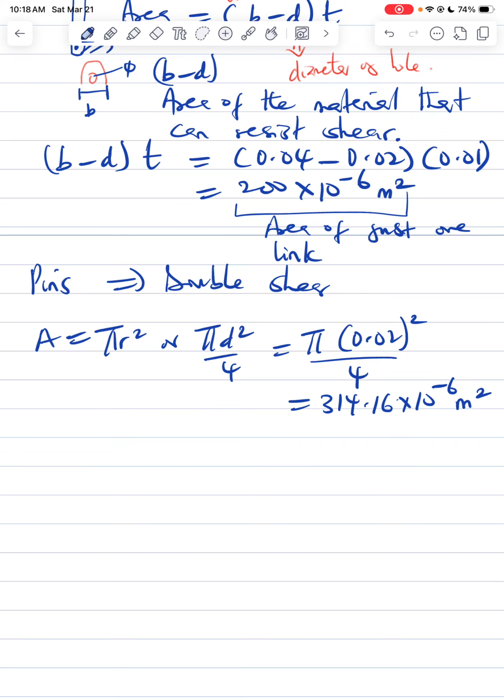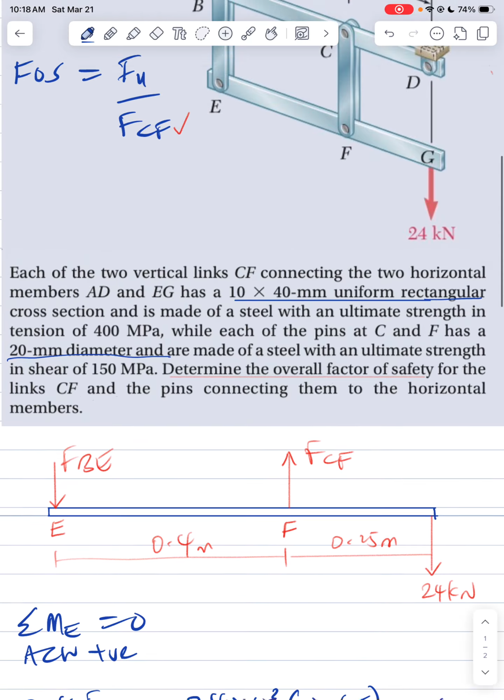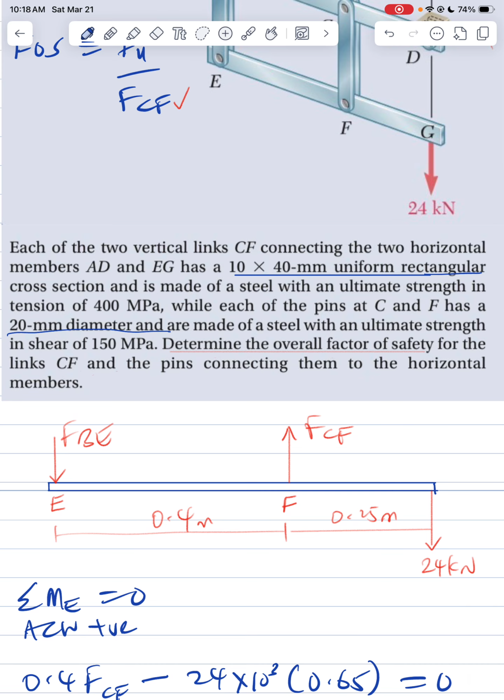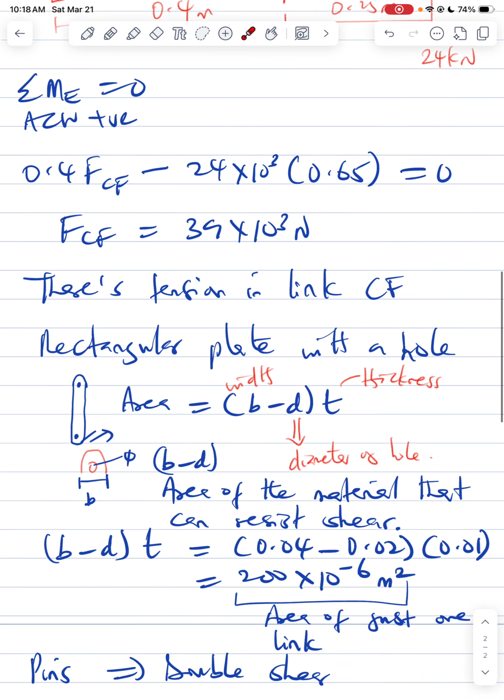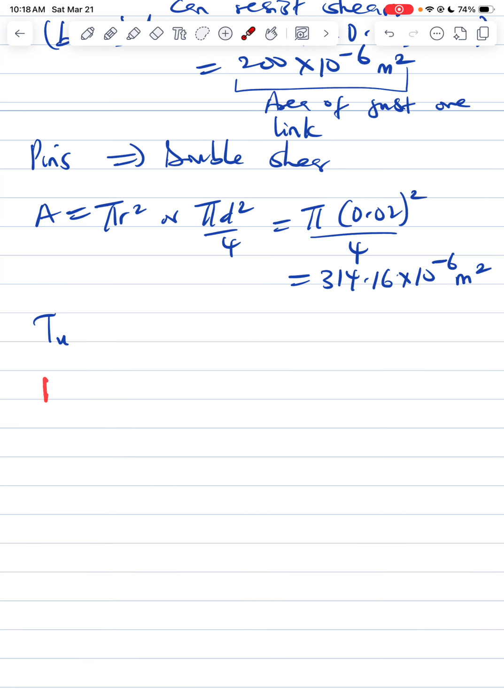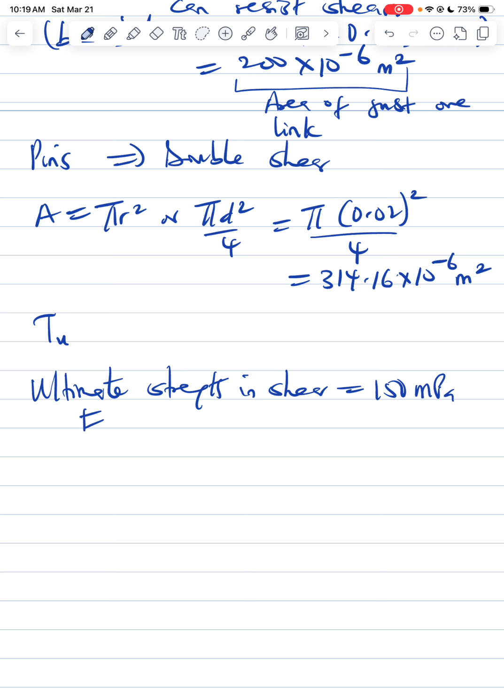Now, if you go back to the problem, the question says, while each of the pins at C and F has a 20 millimeter diameter and is made of steel with an ultimate strength in shear of 150 MPa. Ultimate strength in shear, 150 MPa.